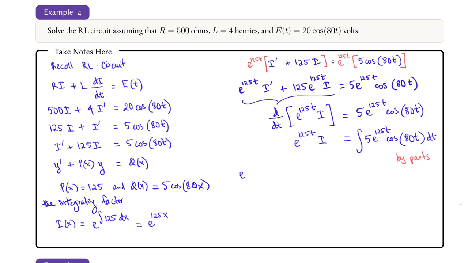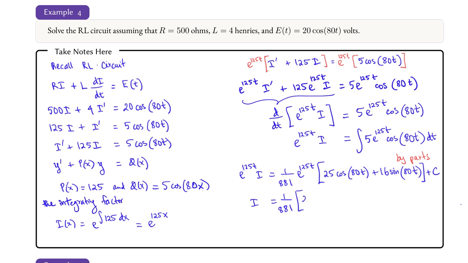We will see that e to the 125t times i, the antiderivative is 1 over 881 e to the 125t times 25 cosine of 80t plus 16 sine of 80t, plus the constant c. Dividing both sides of the equation by e to the 125t, we get the general solution to the differential equation.